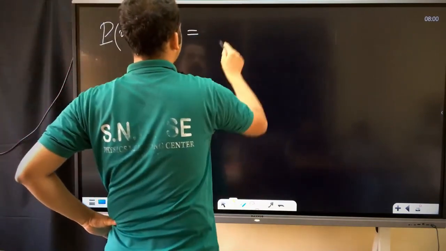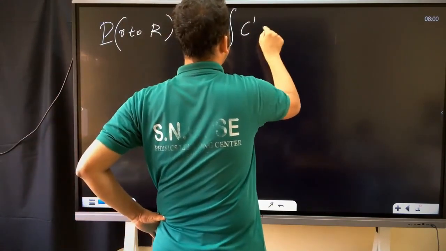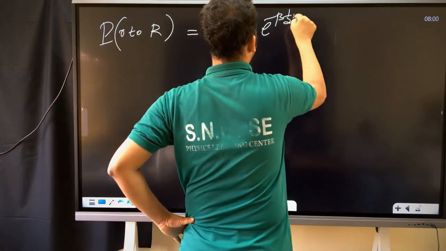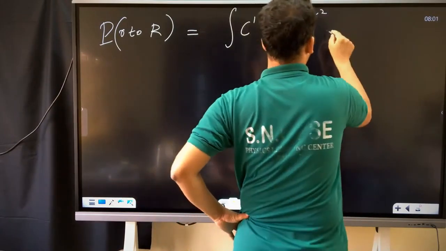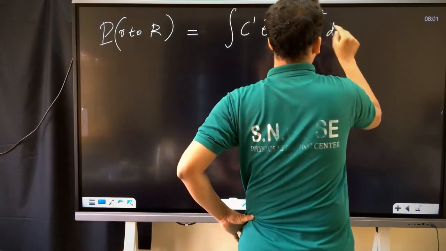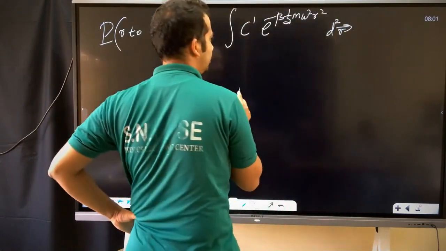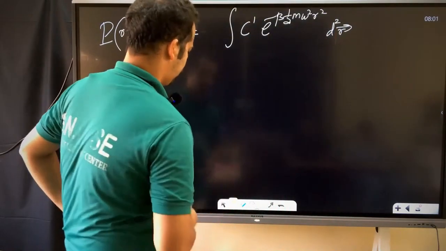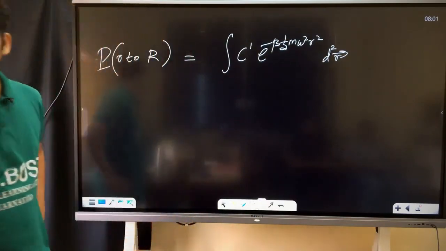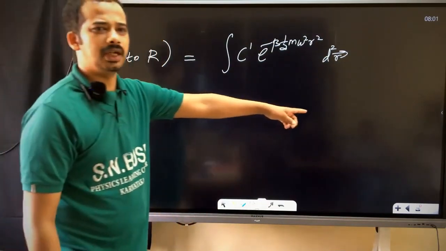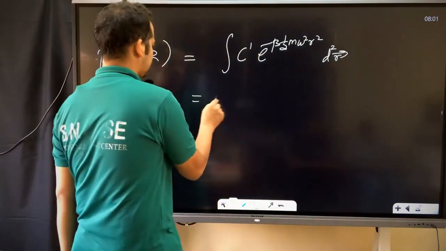So that is nothing but you have to integrate this one. What is this one? Some c prime into e power minus beta half m omega square r square, into d square of r vector. You have to find that normalization constant, isn't it? I hope they may be expecting a proportionality factor. Let us try to eliminate options. c prime is one constant.